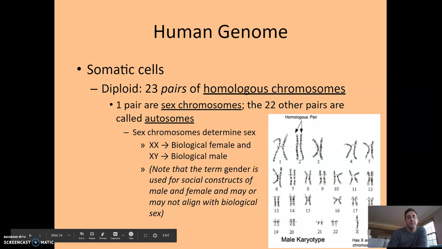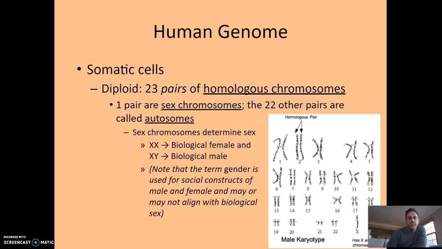The sex chromosomes are called that because they determine sex. If an individual inherits an X and an X, they will be a biological female. If they inherit an X and a Y, they will be a biological male. So XX is female, XY is male.